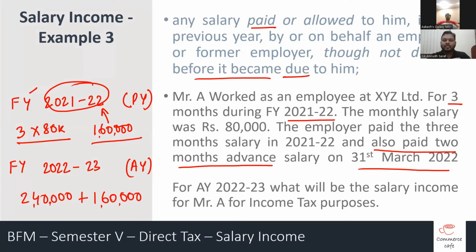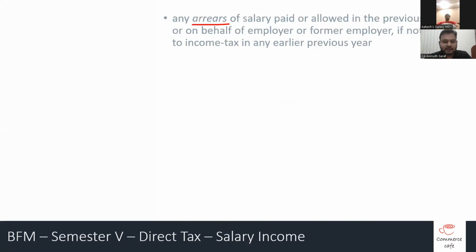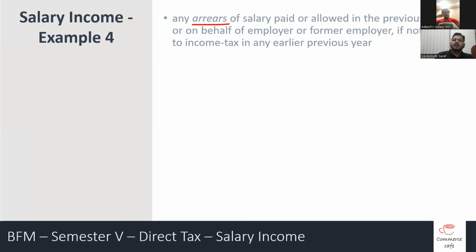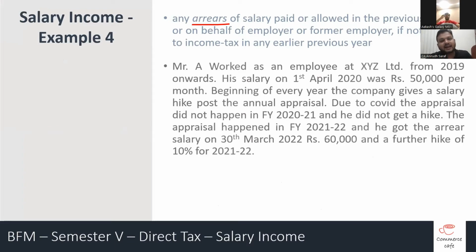Okay, so let's look at the third point. Any arrear salary paid or allowed in the previous year, if it was not charged to income tax in any earlier previous year. What is the meaning of arrear salary over here? Let's understand with an example. Earlier I said outstanding or paid after the due date also.